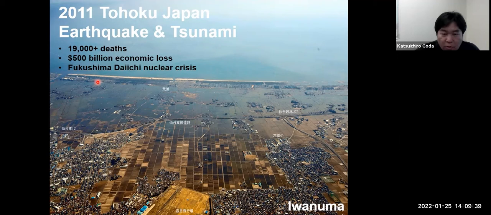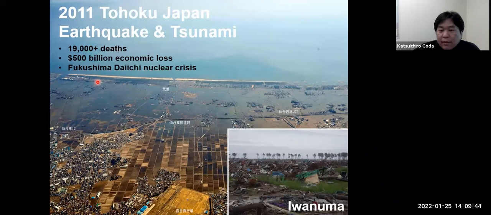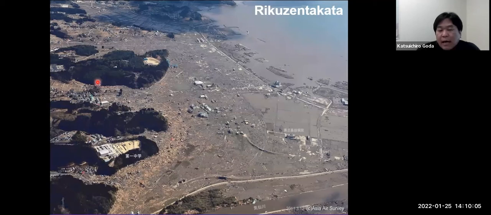So on the ground, this is my picture. It would look like this. You're living in the US, so you might think about this kind of thing. Some are similar to the tornado that hit recently in the US. So there's essentially nothing left after a tsunami.